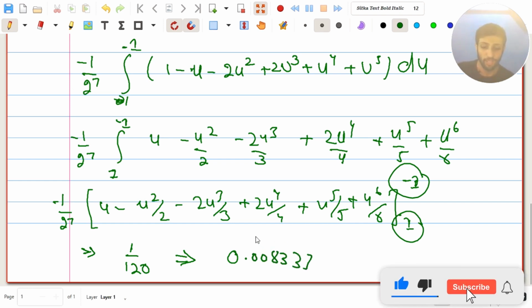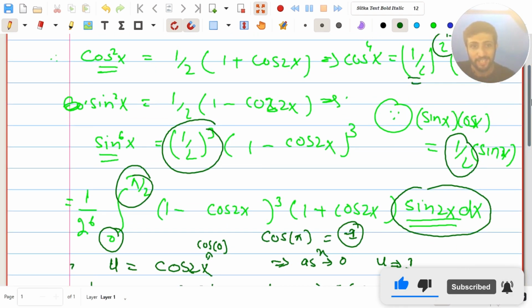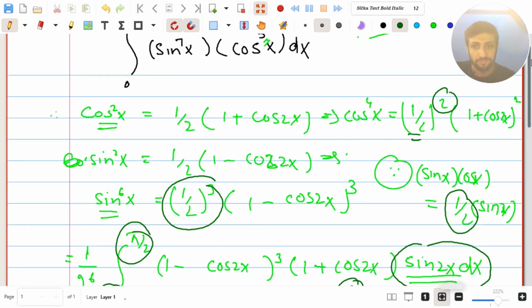If you convert this into decimal, you will get 0.00833. This is how you solve such an embarrassing integral, that is of sin 7x times cos 5x.